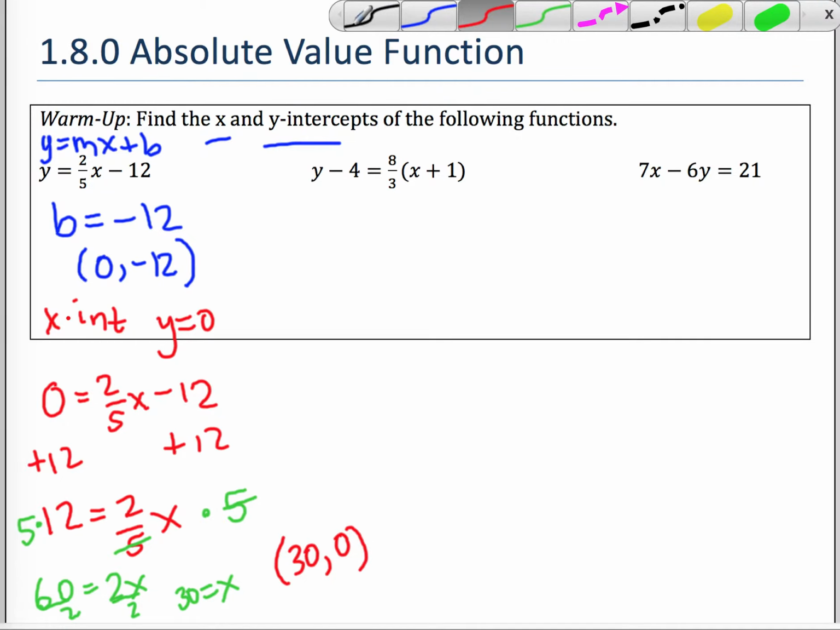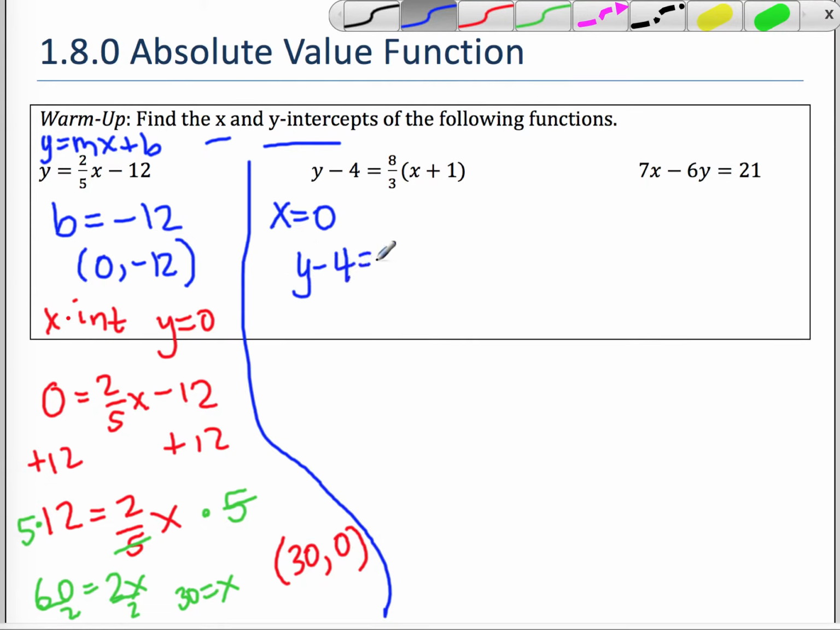So go ahead and press pause and try the next one yourself, and we'll work through it here on the paper when you come back. All right, I hope you had a chance to try it. Let's see if x is 0. Let's solve for y. I'll go ahead and substitute that in.